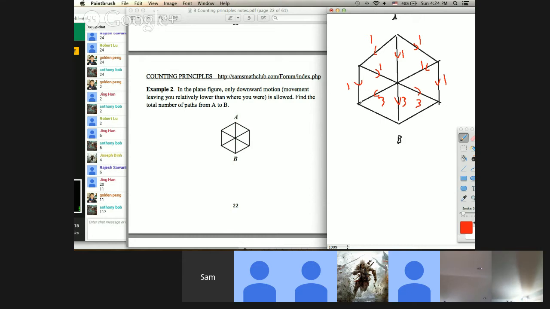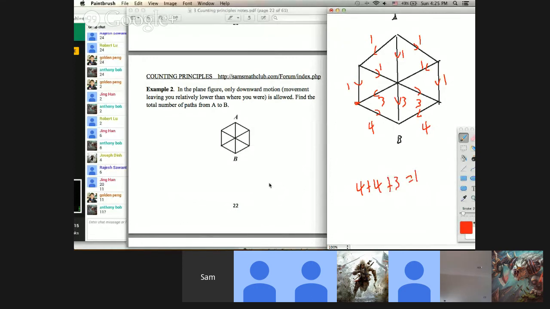And then at this point right here, 1 and 3 meet, so they become 4. This 3 is continuing all the way to B. And then 1 and 3 meet over here, so they become 4. So then it's 4 plus 4 plus 3, which equals 11. So that's an easy way to think about it.